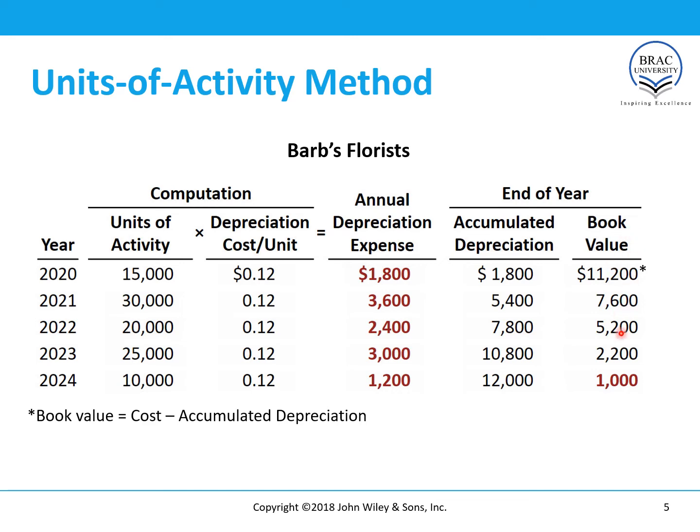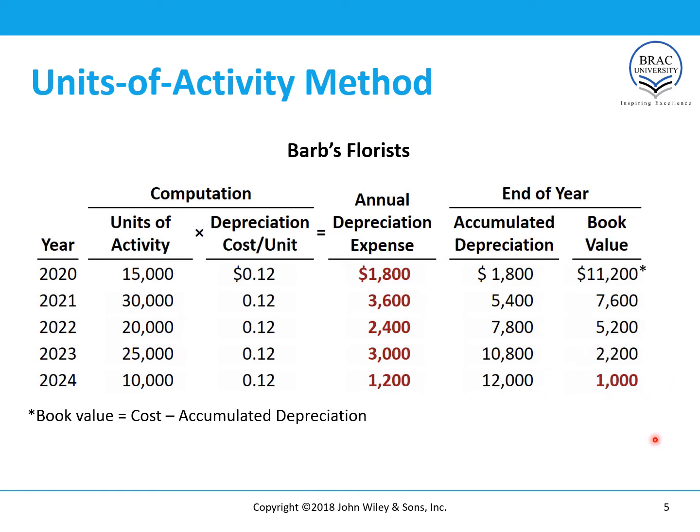Then we have the book value of the plant asset, and if you can remember, the book value is determined by deducting the accumulated depreciation from the cost of the plant asset. So here we have $13,000 minus 1,800, and that comes to 11,200. In case of the second year, it is 13,000 minus 5,400, and it comes to 7,600, and in the same way it is calculated. And at the end of the asset's life, the book value should be equal to the salvage value of the asset, and that is important.